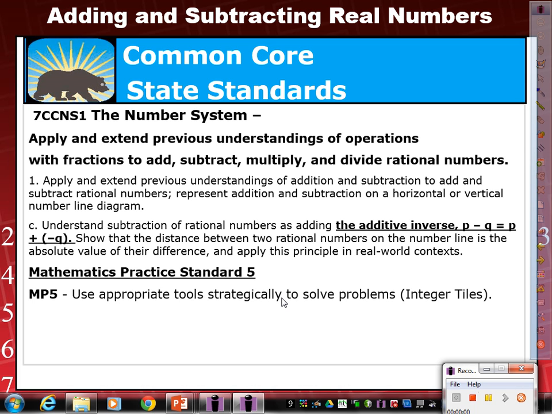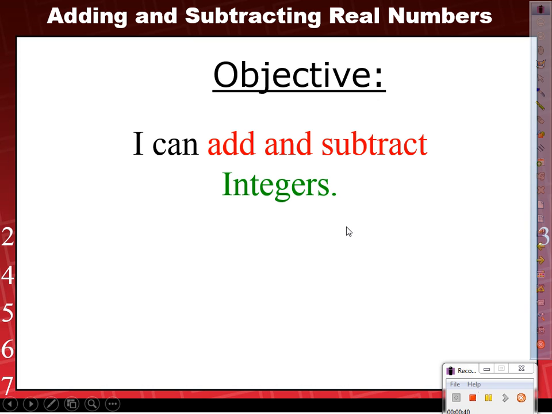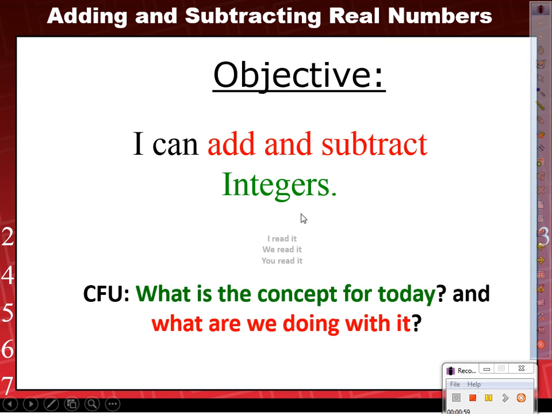We're going to revisit addition and see how well you do with that, and then move on to subtraction, and you'll see what we have there. So our objective for today: I can add and subtract integers. Let's read it together. 1, 2, 3. I can add and subtract integers. So you wrote that down at the bottom left of your Cornell notes? Yes? Okay. And we know that our main concept for today is integers, and we know what they are now.